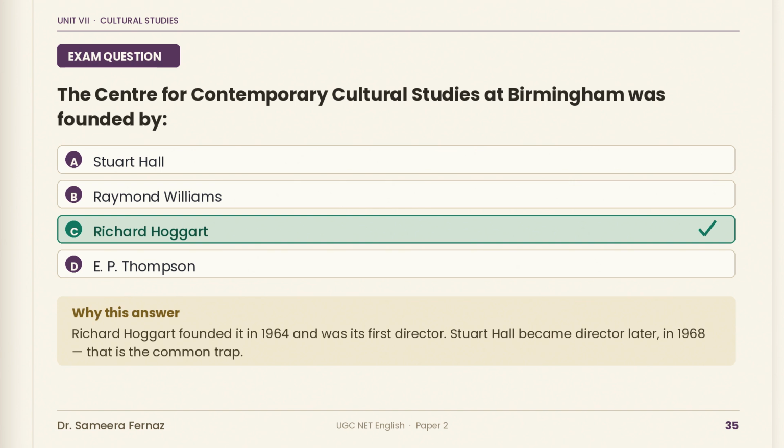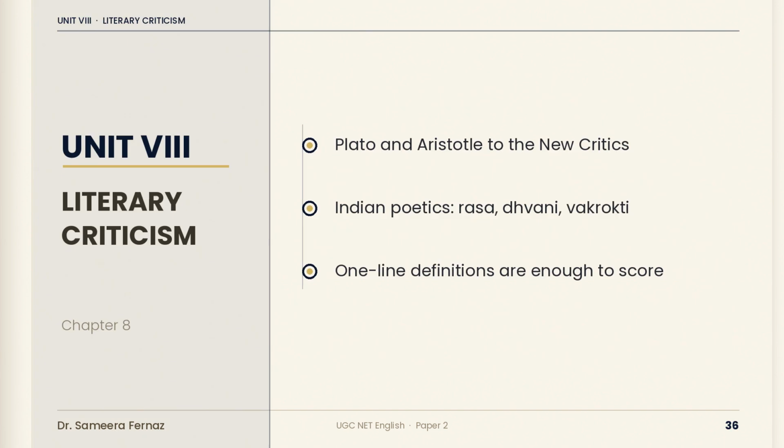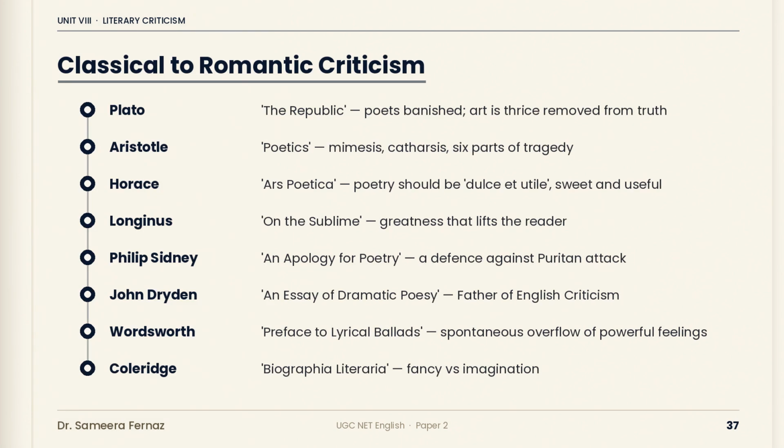Chapter 8, Literary Criticism. We move from Plato and Aristotle right up to the New Critics, and we also cover Indian poetics, including Rasa, Dhvani, Vakrokti. Simple one-line definitions are enough to score here. Go in order. Plato, in the Republic, banished the poet and said art is thrice removed from truth. Aristotle, in the Poetics, gave mimesis, catharsis and the six parts of tragedy.